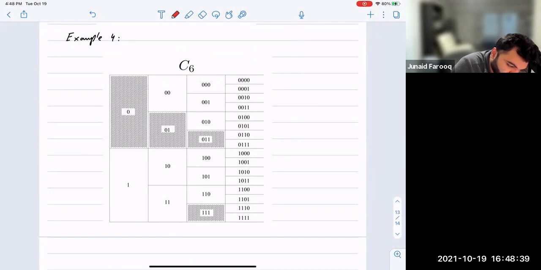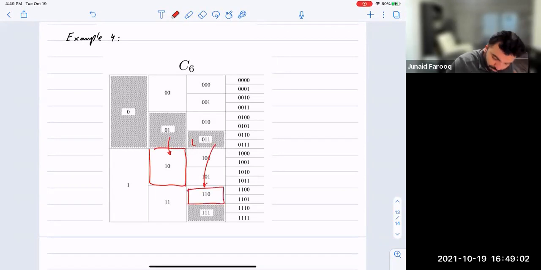Does it satisfy Kraft inequality? Now we have to look at it, right? So it's not very obvious because this box is actually this box, right? And this box can be transferred here. So of course this adds up to 1, right?